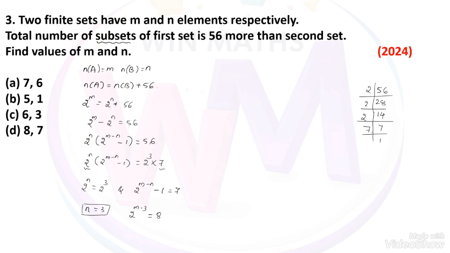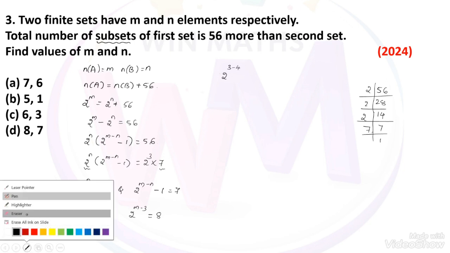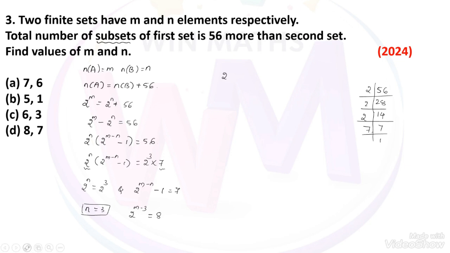Again 8 can be written in terms of 2. Yes, definitely that is 2 to the power 3. Sorry, m minus 3 is equal to 8 can be written as 2 to the power 3. If bases are same, power should be equal. That's why directly I am taking m minus 3 is equal to 3.